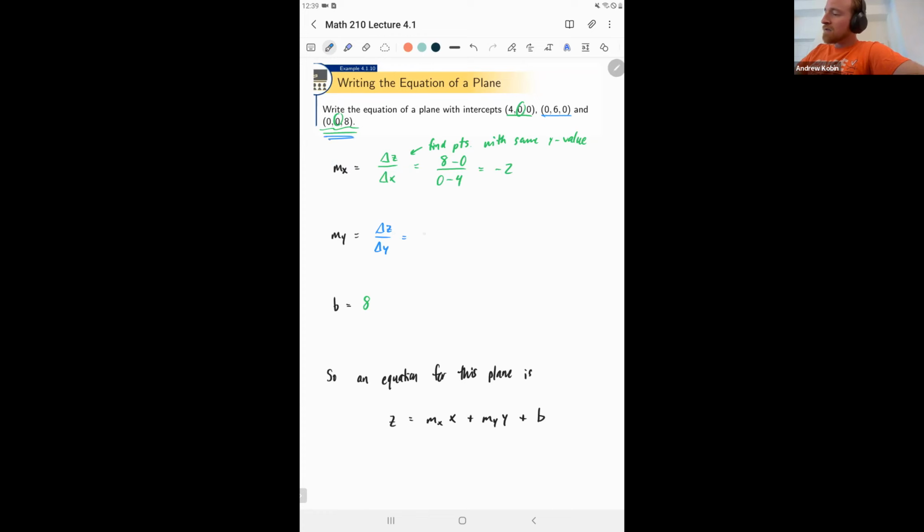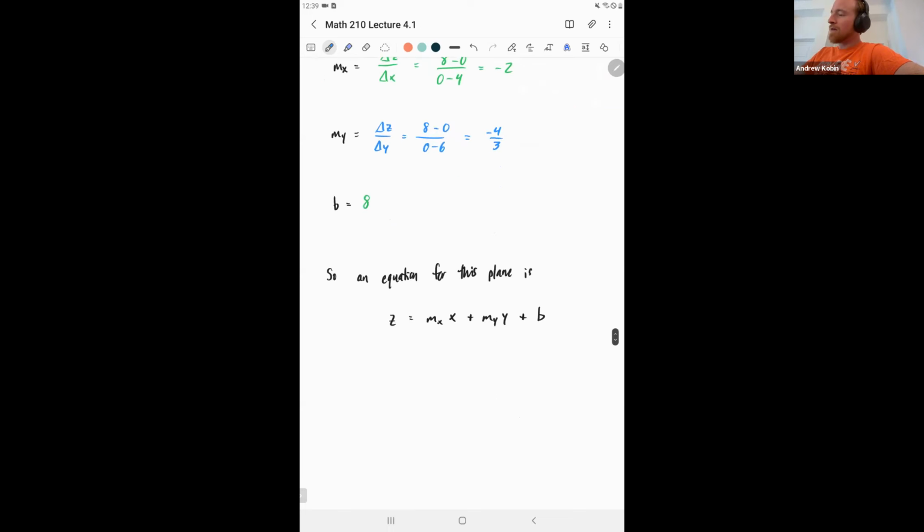In this case, let's do, so delta z, that's 8 minus 0. And the change in y now is 0 minus 6. In this case, I'll get 8 over 6, which is -4/3. We have our b, so we have all of the values we need in order to write out this equation for the plane. It's going to be z is equal to -2x minus 4/3 y plus 8.